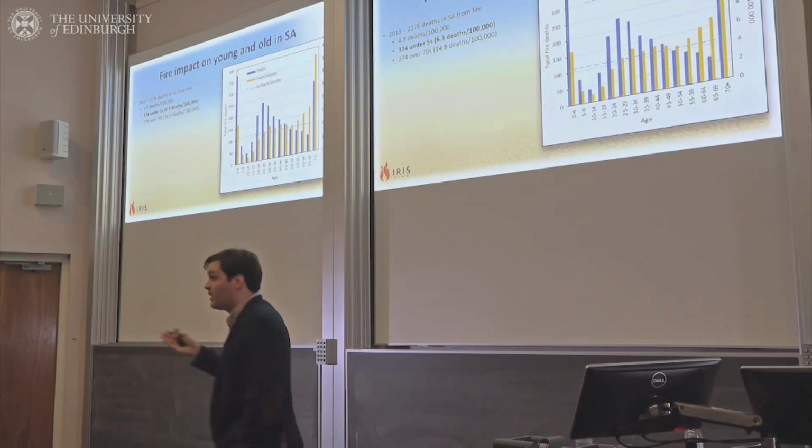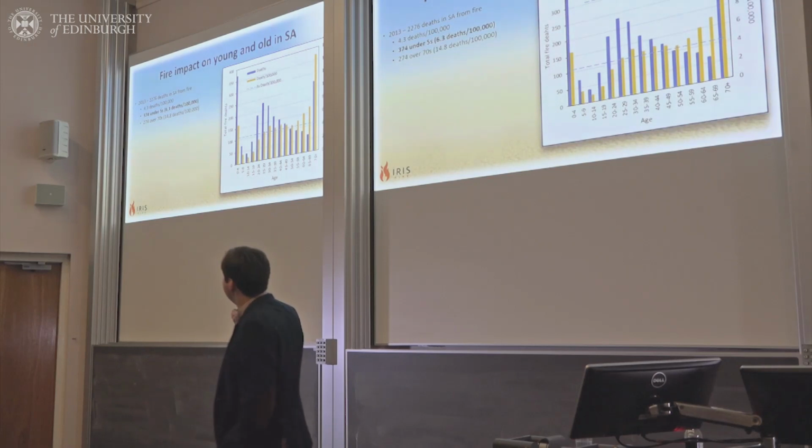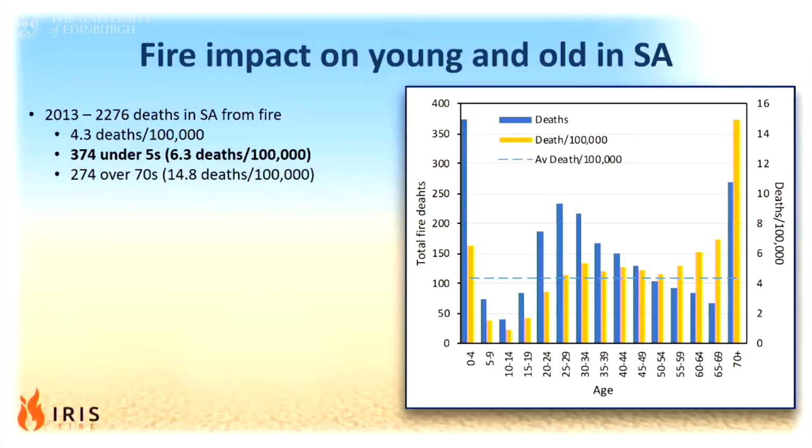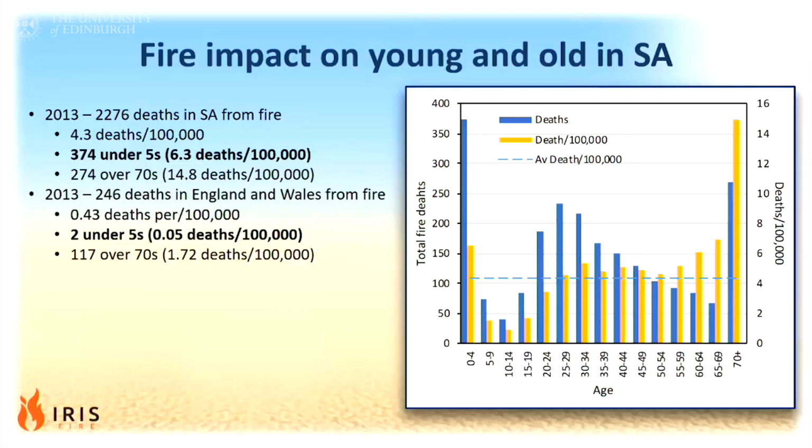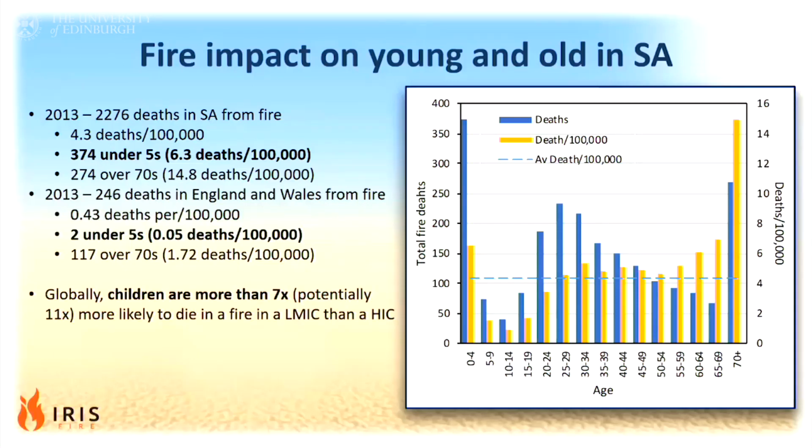In terms of fire deaths, at the start I was talking about these differences in South Africa. Not in Cape Town, but in South Africa, we've got 374 under 5s dying each year, which is a death rate of 6.3, and 274 over 70s, which is 14.8 deaths per 100,000. We compare that to the UK. In 2013, we had 2 under 5s dying, and we had 117 over 70s. So when we start thinking about the impacts on low and middle income countries, within South Africa children are potentially 11 times, probably more like 7 times, more likely to be affected by fire.